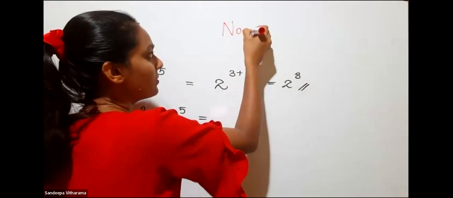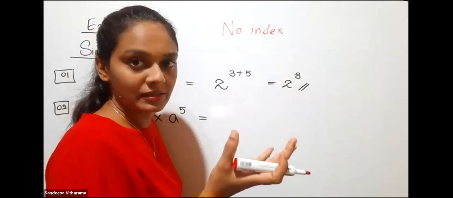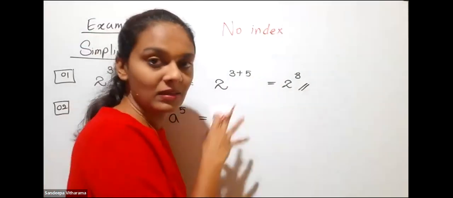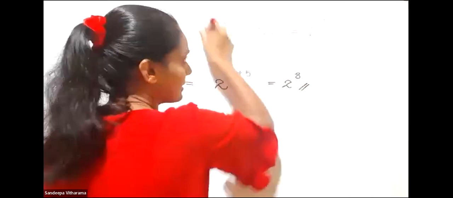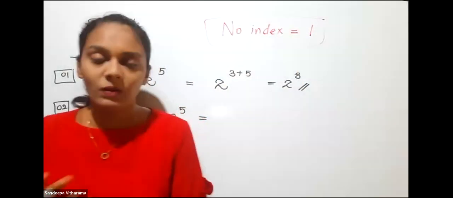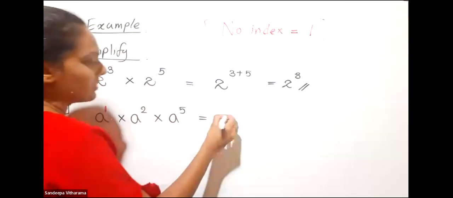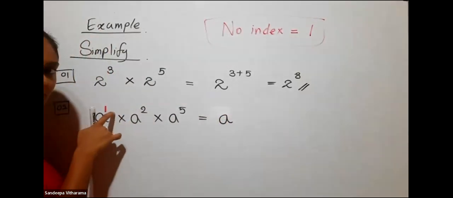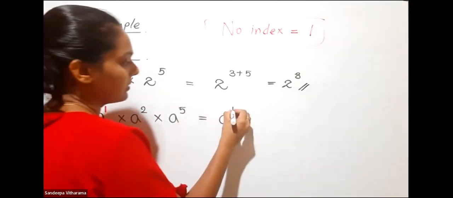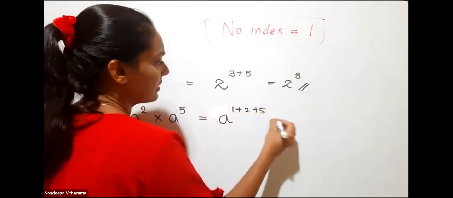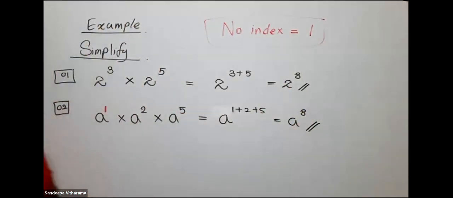In such cases, if there's no index, remember that is very important. If there's no index, it is not visible. Therefore, in such cases, index is 1. No index means index is 1. Then we can add. Now when there is no index, you put 1 there. Then 1, 2, 5 is added. Then the answer is a to the power of 8.